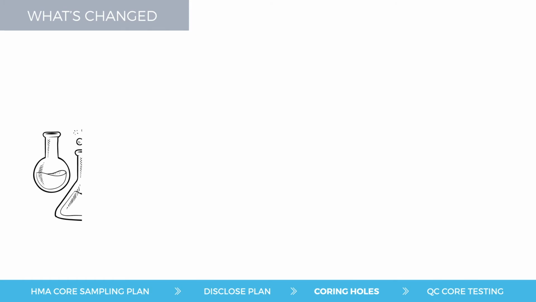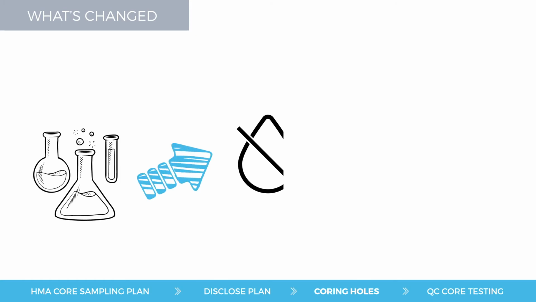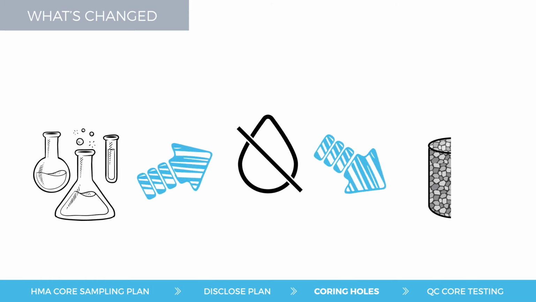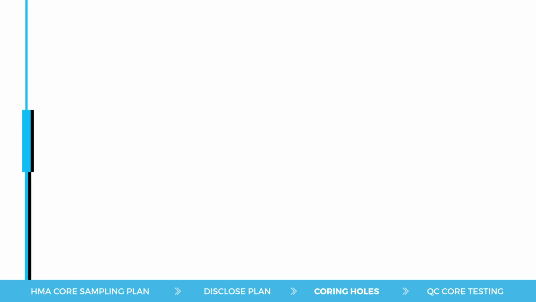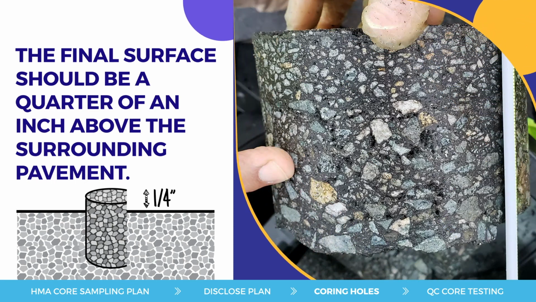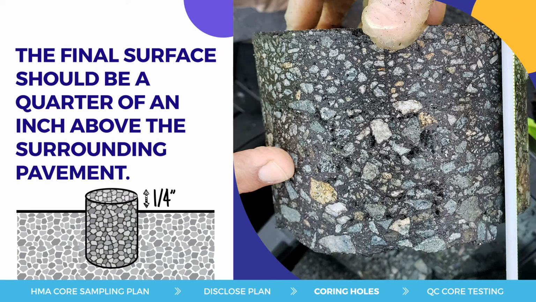After extracting the cores, the lab should remove all water from the holes and refill the holes with cold patching material in maximum lifts of 4 inches and compact each lift. Instead of cold patch, HMA can also be used to fill the holes. In this case, apply an even coat of tack coat to the sides of the hole and place the HMA in maximum lifts of 4 inches and compact each lift. The final surface should be 1/4 of an inch above the surrounding pavement.